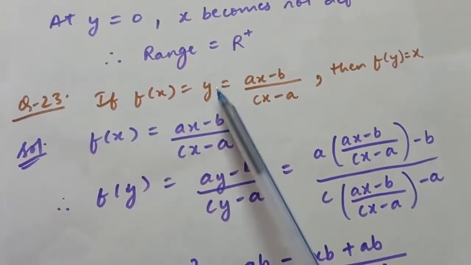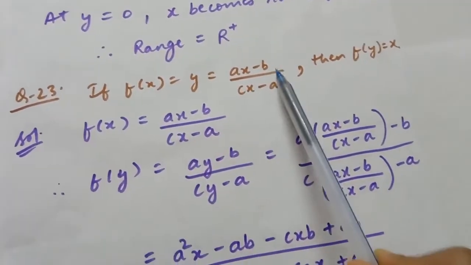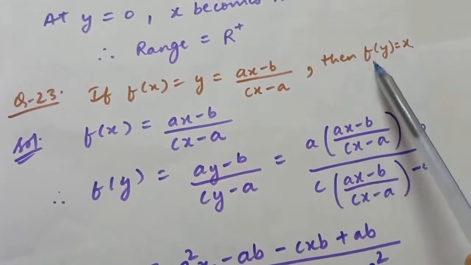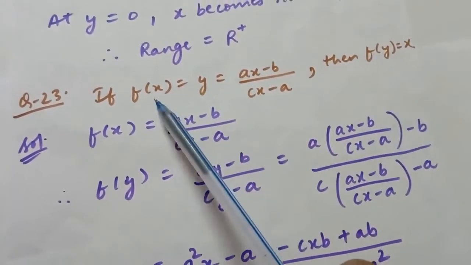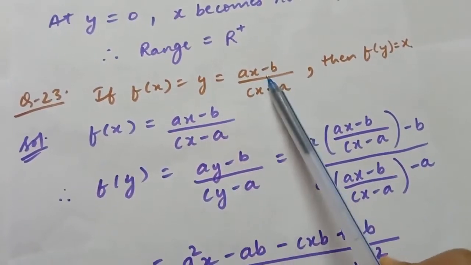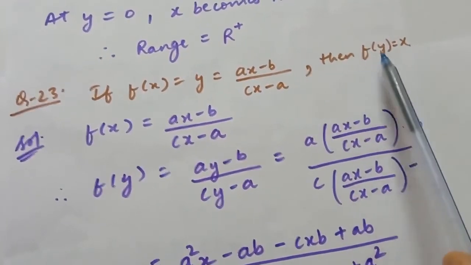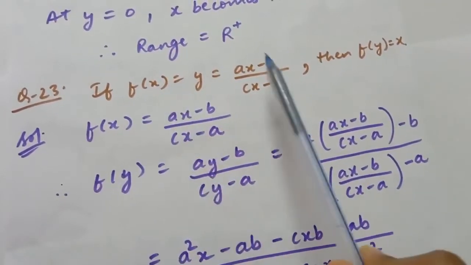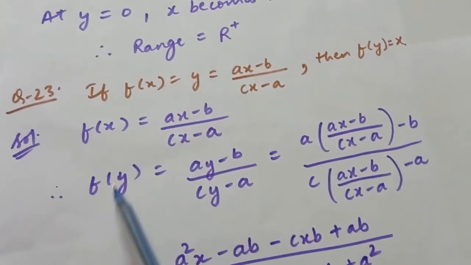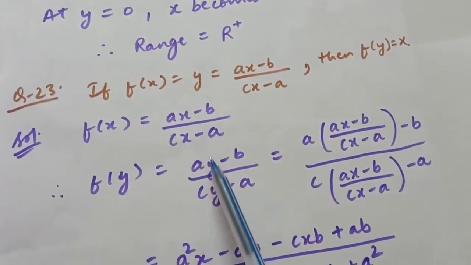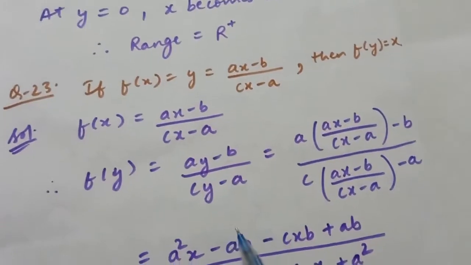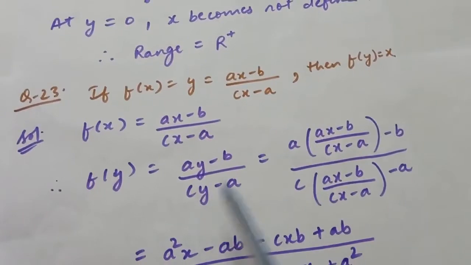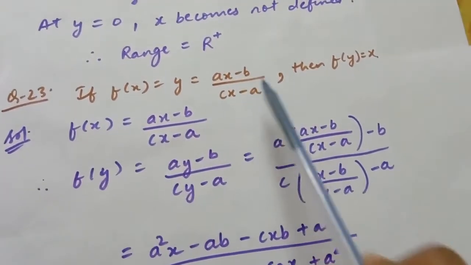Now question number 23. If fx is equal to y is equal to ax minus b upon cx minus a, then f of y is equal to x. f of x is equal to y is given equal to this. We have to show that fy is equal to x. Now see, fx is given equal to this. Therefore f of y will be, in place of x putting y, right? Now y is also equal to this. So in place of y again putting this value.